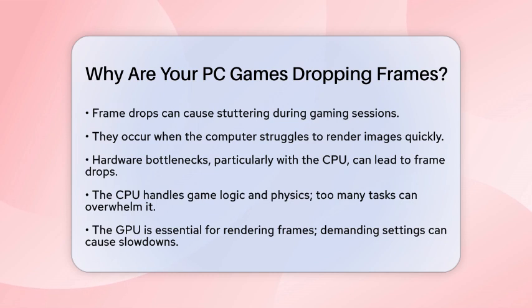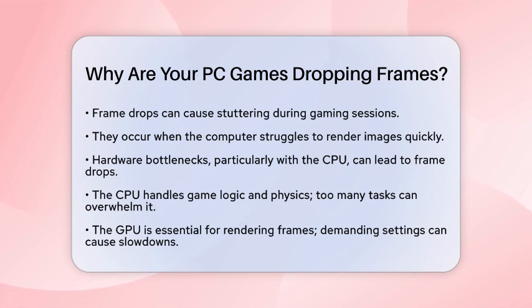Frame drops occur when your computer struggles to render and display images quickly enough, leading to visible stuttering. This can happen due to several reasons, primarily related to hardware and software. First, let's talk about hardware bottlenecks. Your central processing unit, also known as the CPU, is responsible for handling game logic and physics. If your CPU is overwhelmed by too many tasks or background processes, it can slow down frame delivery. This is often referred to as a CPU bottleneck.